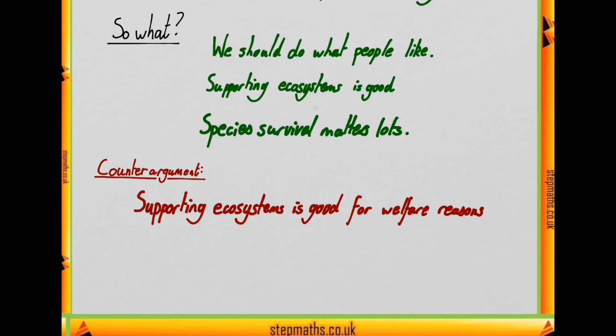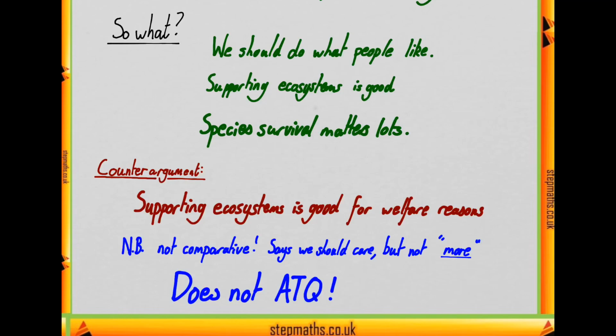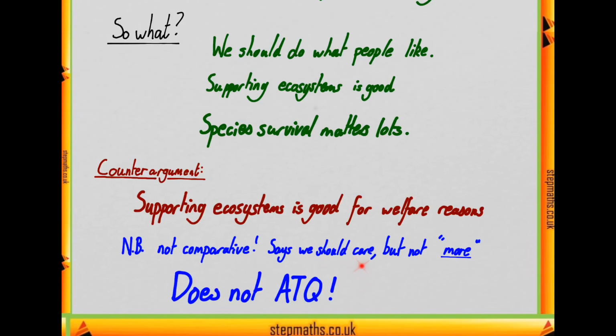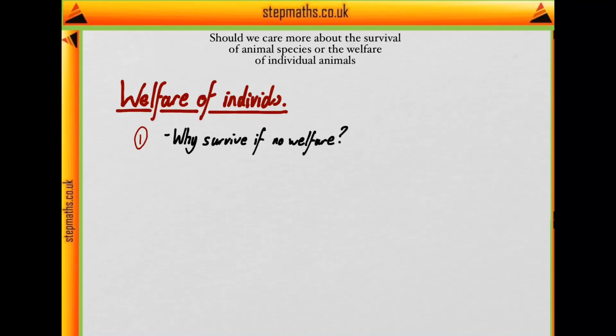You might also say, though this wouldn't be a direct counter-argument, it would be an interesting and useful point to make. Note that the point up here, biodiversity is good, is not comparative. It says we should care about species survival, but it doesn't say we should care more about species survival than animal welfare. Therefore, it doesn't answer the question. I include this point to show that not all points are good, and you need to tailor them for the question to be answered.